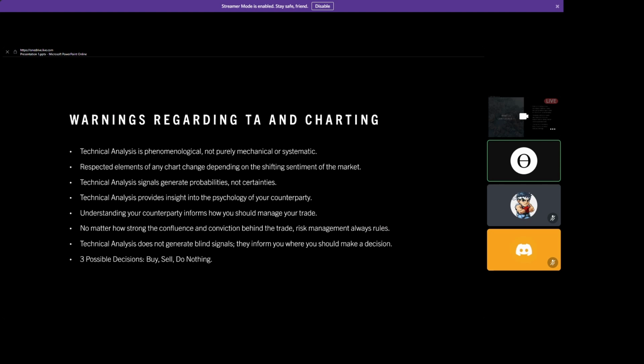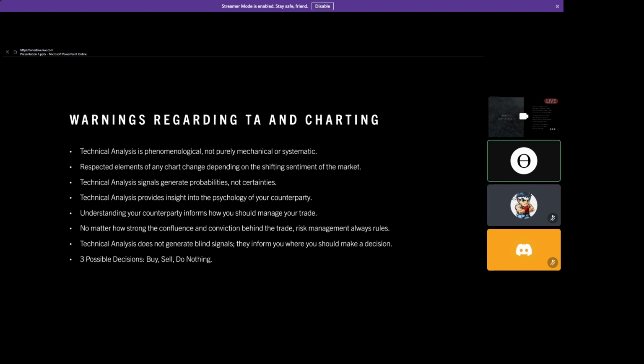Technical analysis signals. What do they do? Do they give you a sure shot buy and sell? No, they generate probabilities, not certainties, right? We've talked about that in the past, right? That trading is about probabilities, and that's what technical analysis gives you, a higher probability situation, but it's not a certainty. To me, this is an important point.